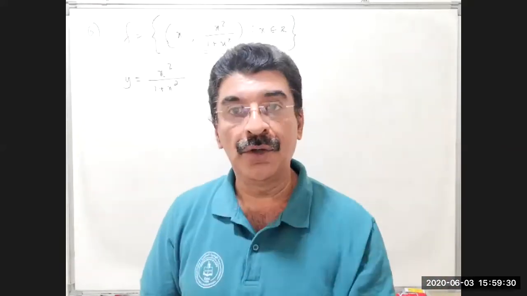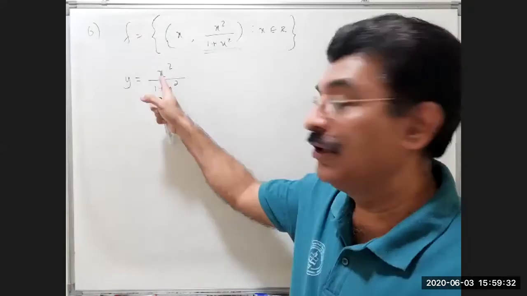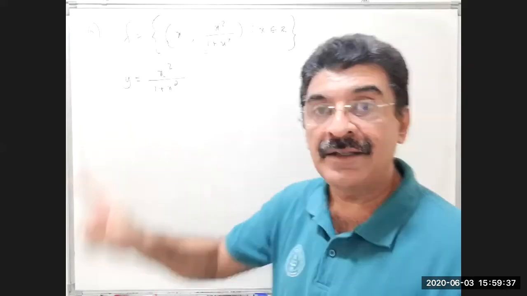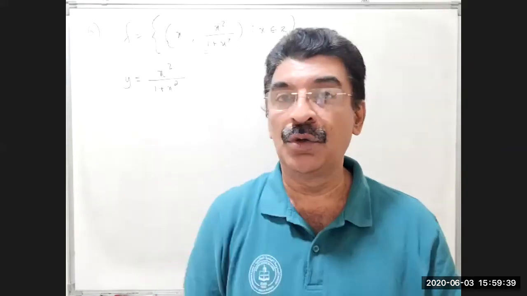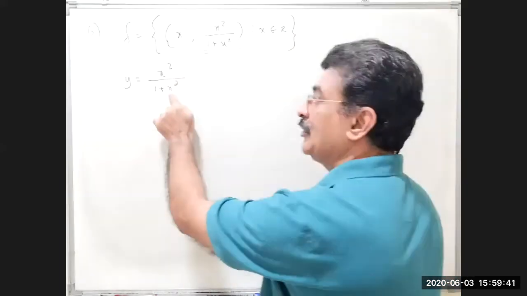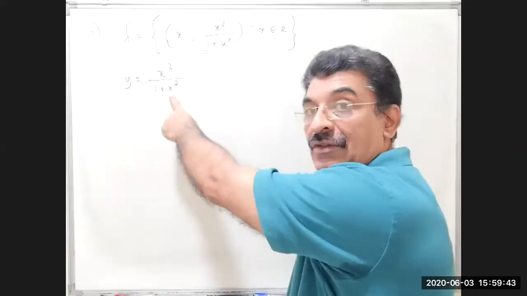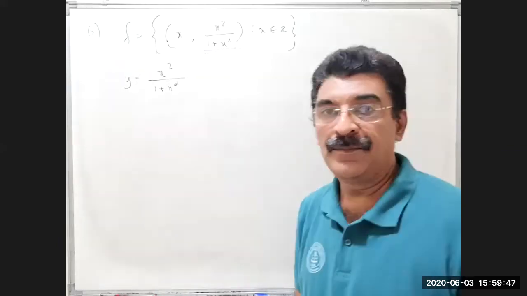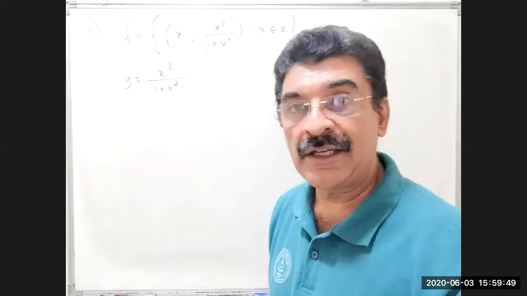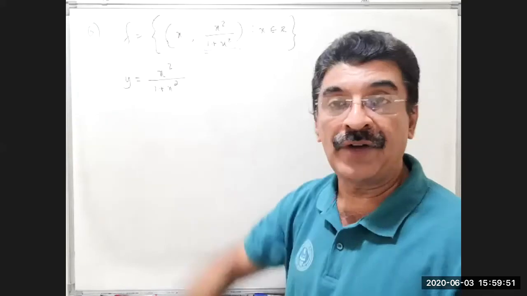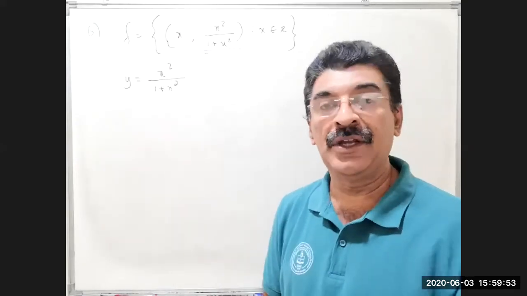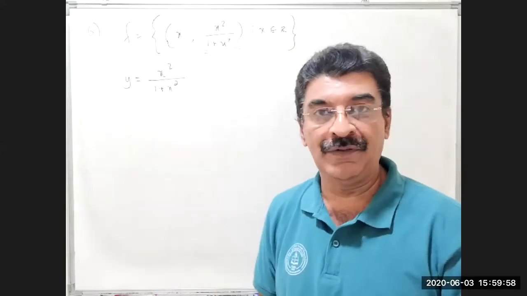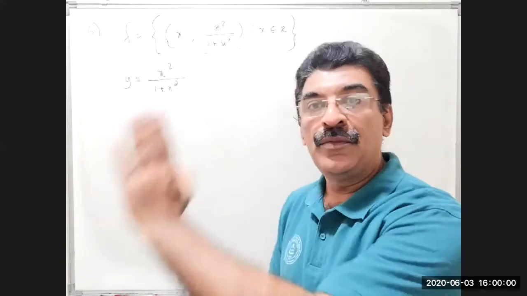Now, can it be 0? It can be 0. Why? Because if x is 0, 0 by something is 0. And the denominator can never be 0, because even if x is 0, the denominator is 1 plus 0, that is 1. So the numerator can be 0 and the whole fraction cannot be negative. That means the numbers from 0 to infinity. Just by observing we can make it out. It is only non-negative numbers.